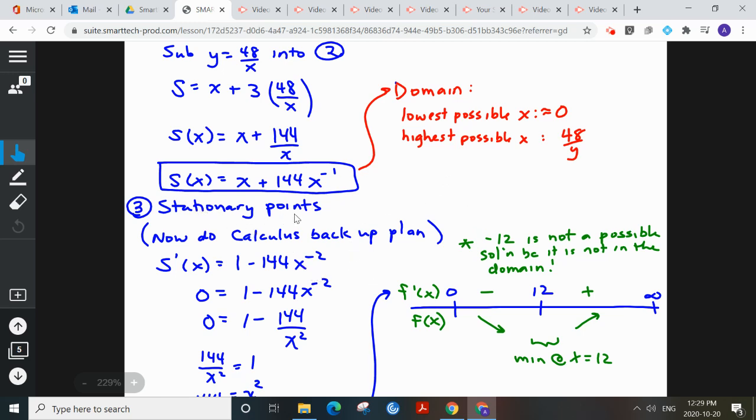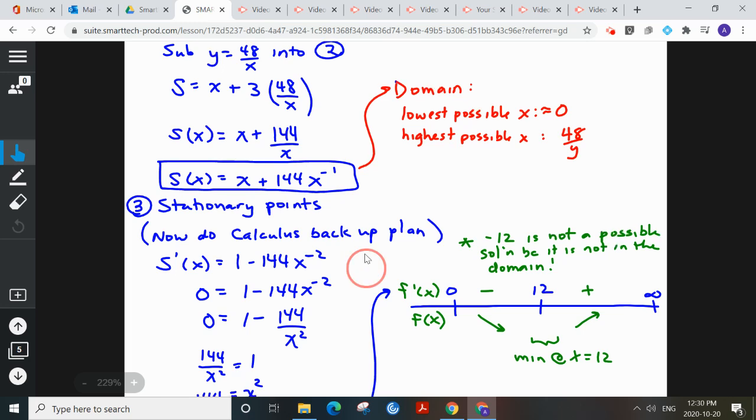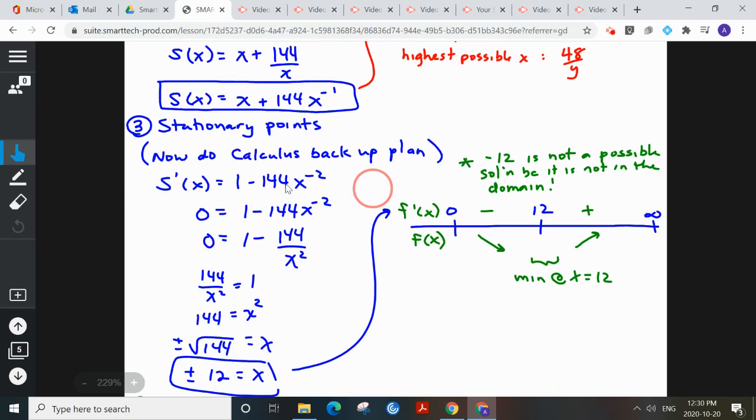My next job is to find the stationary points, and for that I'm going to do my calculus backup plan. I'm going to take the derivative of this function, which is here. I'm going to set it equal to 0, and I'm going to solve for x. When I isolate for x, I find that x could be plus or minus 12. Then I'm going to draw my sign diagram. And remember, they told us that x and y are positive numbers, so negative 12 isn't a possible solution. So we're only going to consider 12.